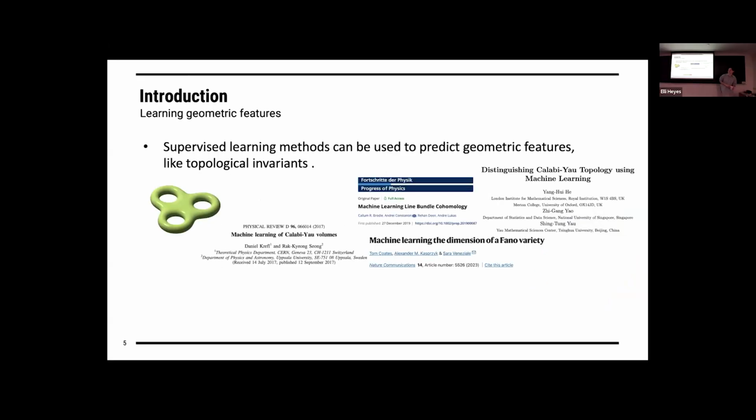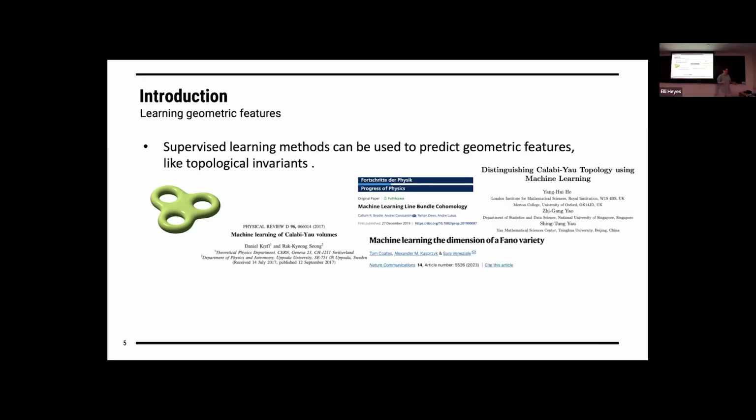So now over the next couple of slides, I just want to show you a couple of examples of the different ways that machine learning is being applied to geometry. The first example that I'm aware of, at least, of applying machine learning to geometry was from 2017, and it was using supervised learning to predict topological features of Calabi-Yau manifolds. And since this initial work in 2017, there's been lots of work in this type of problem. This is just a couple of examples, but there are many more.